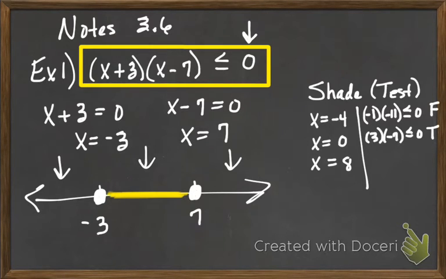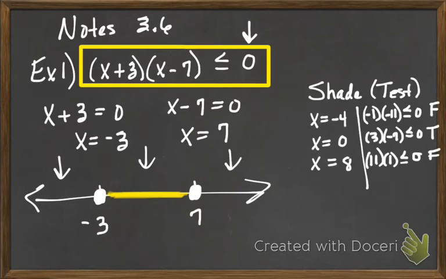So let's pick a number. We picked 8. So that's going to be 8 plus 3, which is 11, times 8 minus 7, which is 1. Is that 11 times 1 going to be less than or equal to 0? True or false? False. That means we can't shade to the right of 7. So our solutions to our original problem are any numbers between -3 and +7, including -3 and +7.